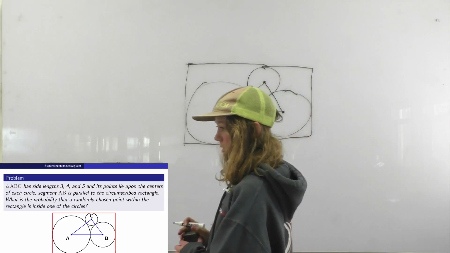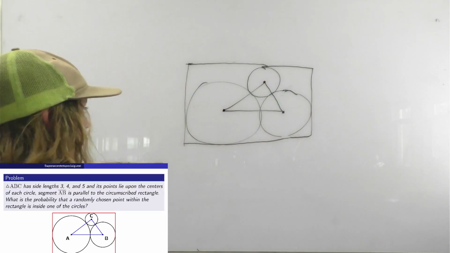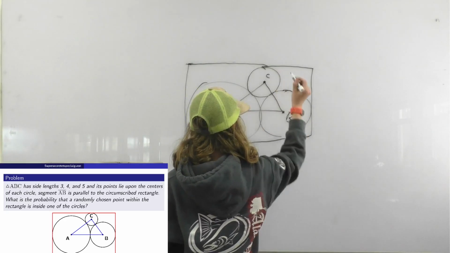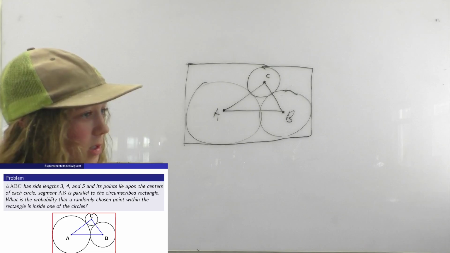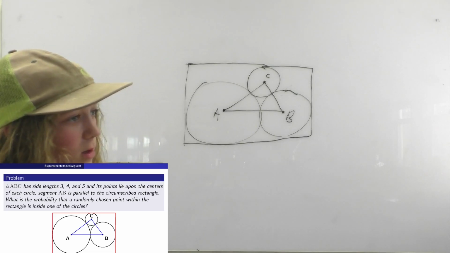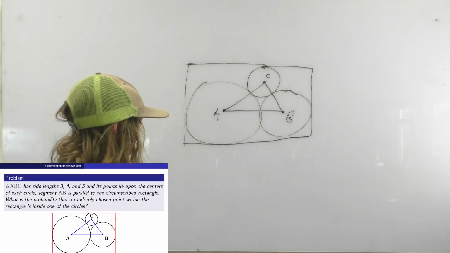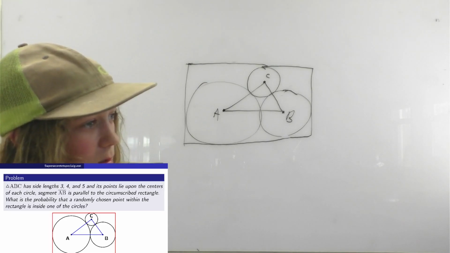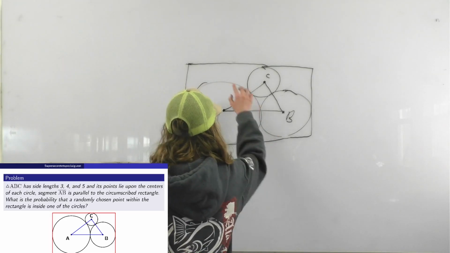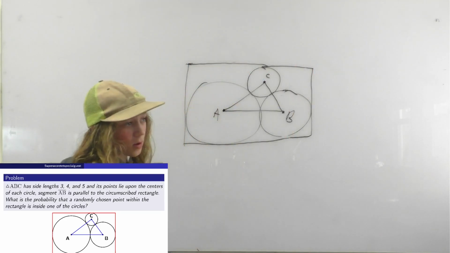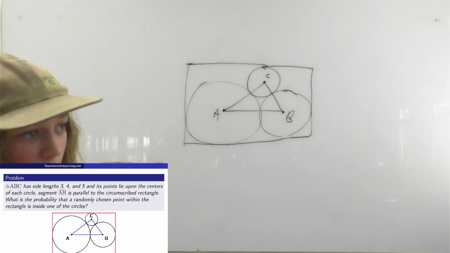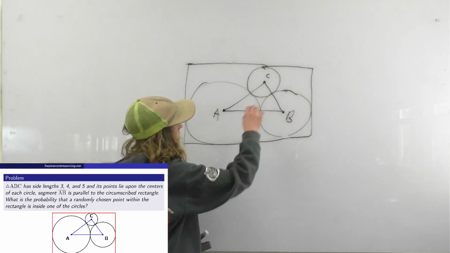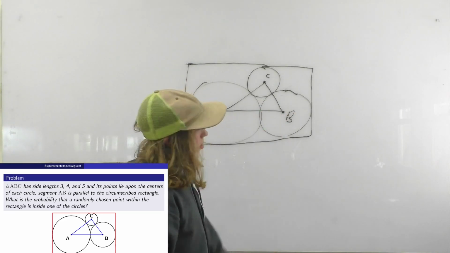And then it says that A, B, C. So ABC has side lengths 3, 4, and 5, and its points lie upon the centers of the circles. And then segment AB, this right here, is parallel to the rectangle. And then what is the probability that a randomly chosen point within this rectangle is inside one of the squares?